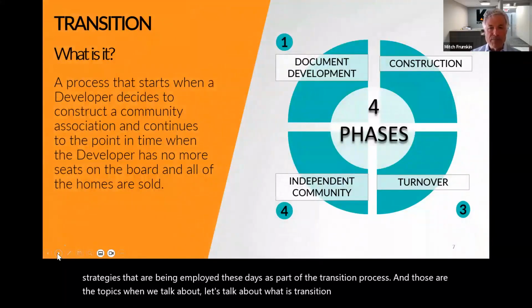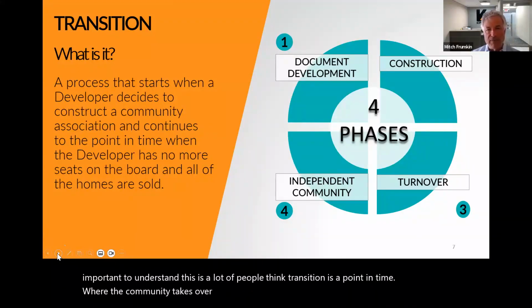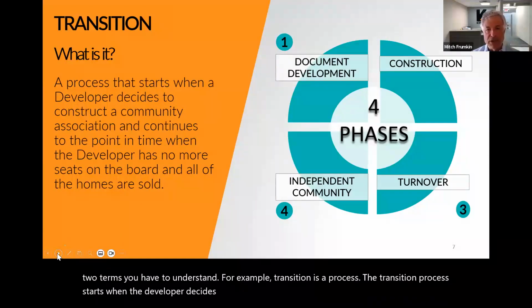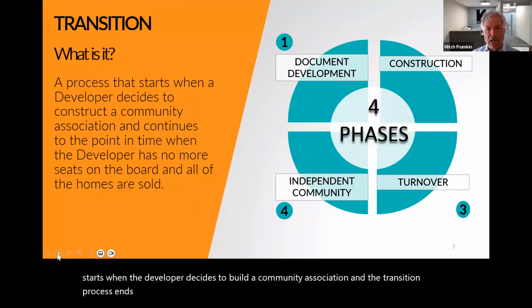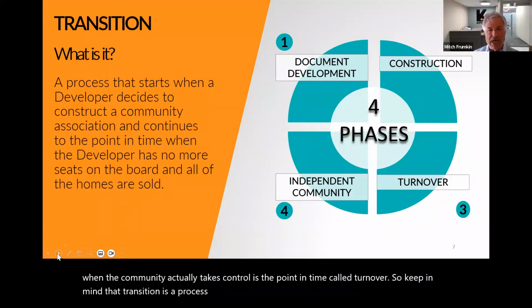The reason it's important to understand this is that a lot of people think transition is a point in time where the community takes over control of the development from the developer. But there are two terms you have to understand. Transition is a process. The transition process starts when the developer decides to build a community association, and it ends when the developer is gone and the community is in charge of itself, essentially. When the community actually takes control is the point in time called turnover. So keep in mind that transition is a process, turnover is the point in time.